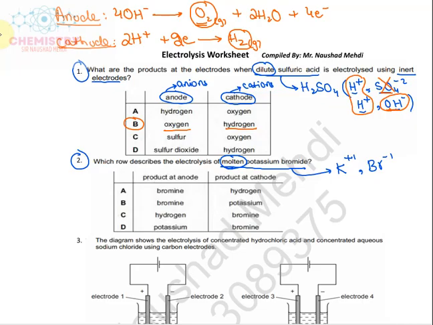Now again they are asking what product will be formed at the anode and cathode. At the cathode the cations would be going over there. So you have only one cation, which is potassium.